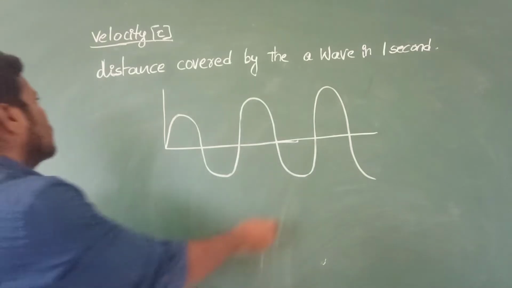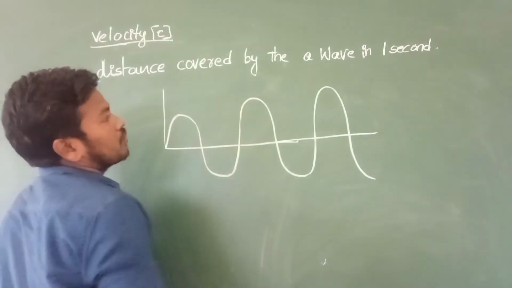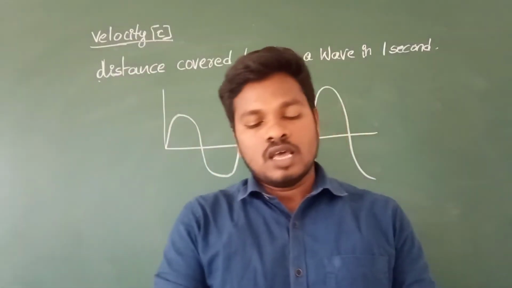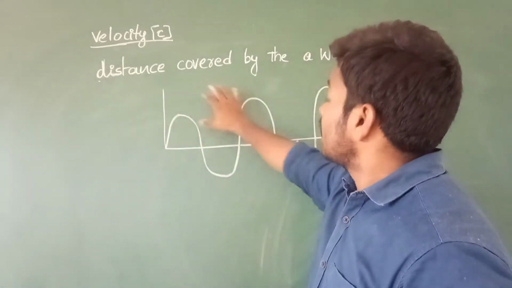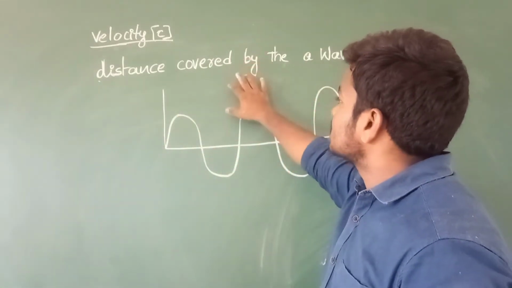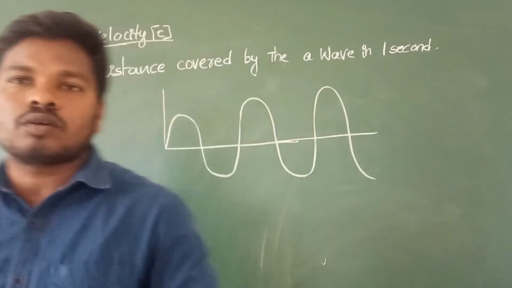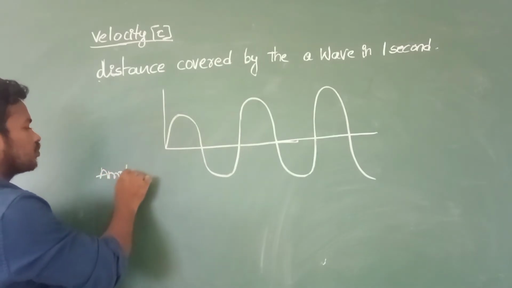Next one, velocity. Velocity is nothing but the distance covered by the wave in 1 second. Otherwise, you can take it as, in a given time, how much distance is covered by the given wave. That is what we call velocity. Next, you can see the amplitude.